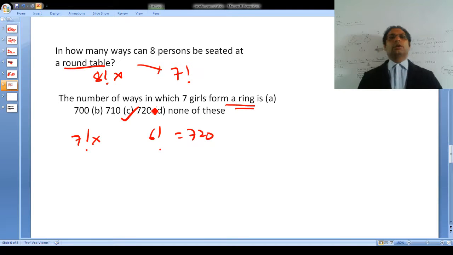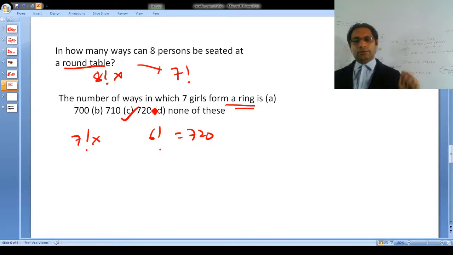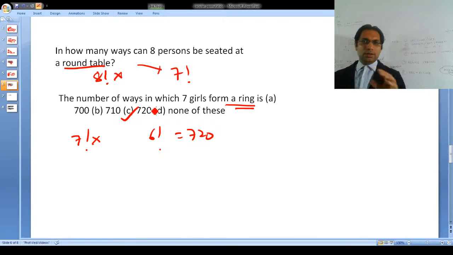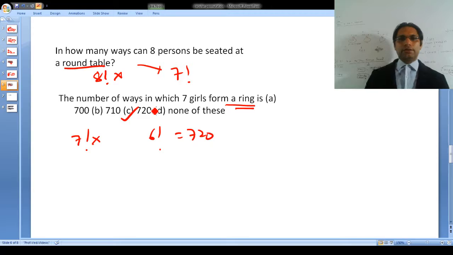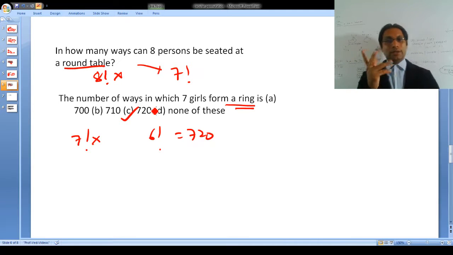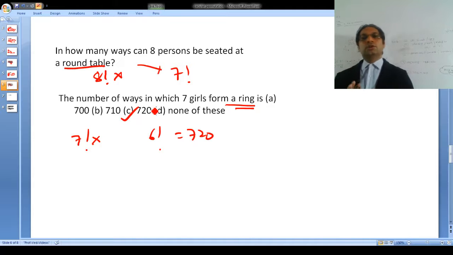As simple as that. Circular permutation, it is not n factorial, it is n minus 1 factorial, where n numbers have to be arranged in a circle. So how many unique ways are there? We are saying only n minus 1 factorial unique ways are there.